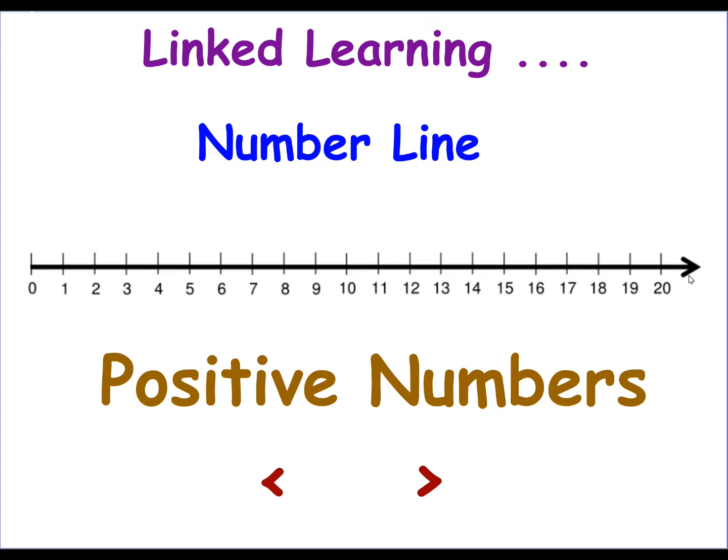This lesson links to previous lessons through talking about whole numbers and the number line and the order of numbers. So in the whole numbers lesson, we talked about the number line being a way of putting numbers into order. And anything above 0 was regarded as a positive number.